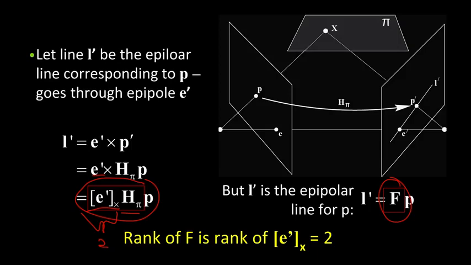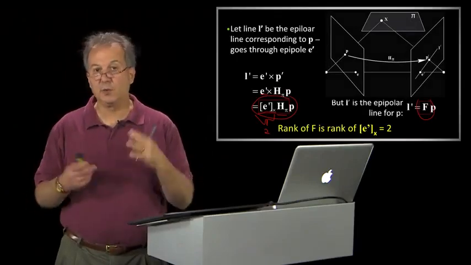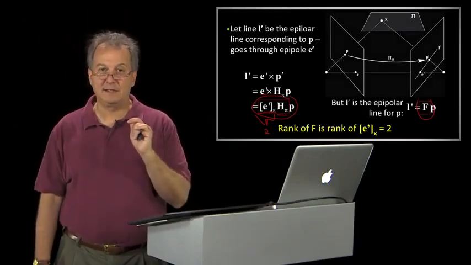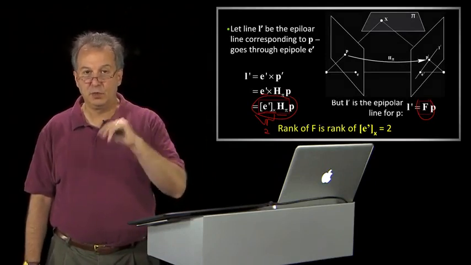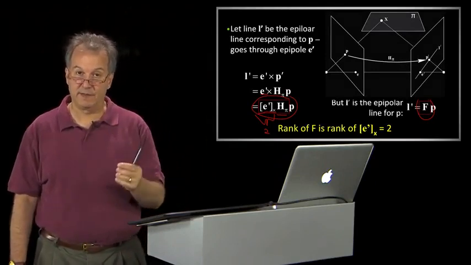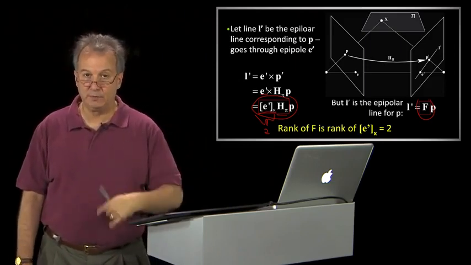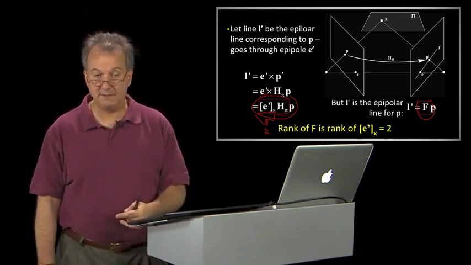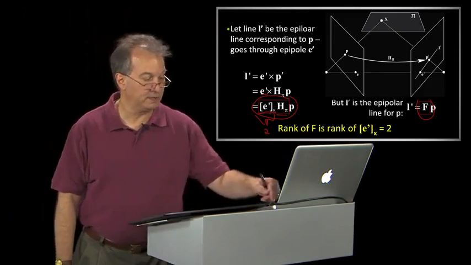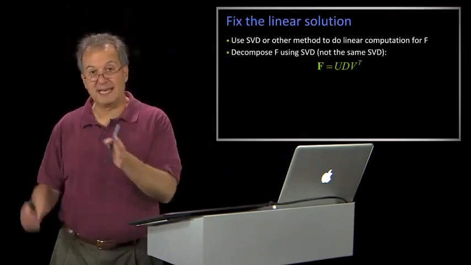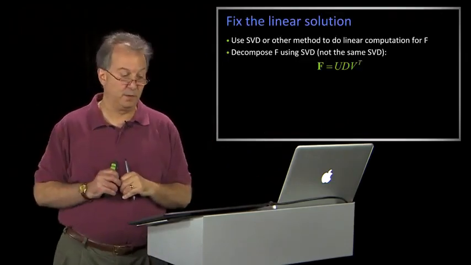But before, when I was solving for the elements of F, I didn't enforce that in any way. It's a 3 by 3. And whether you use the SVD or whatever you do, it's not going to become a rank 2 matrix even though it's a 3 by 3. So we have to fix our F to be a rank 2 matrix. So how do we do that? Fortunately, that's really pretty easy. It's pretty simple to fix that linear solution that we did before.